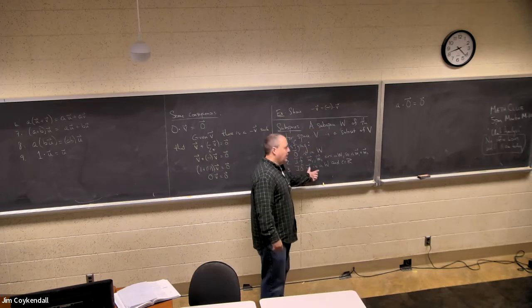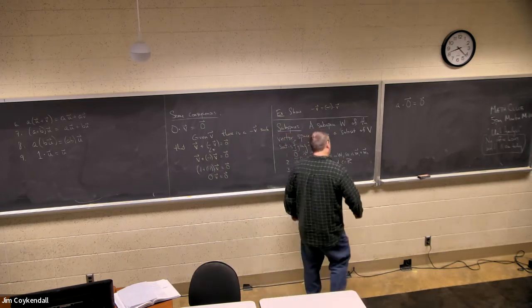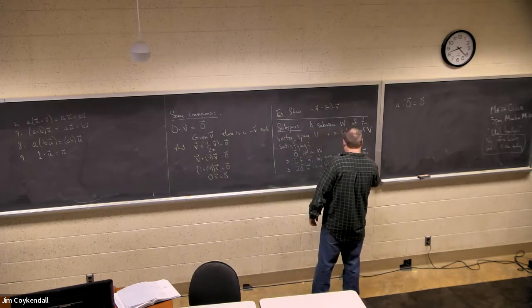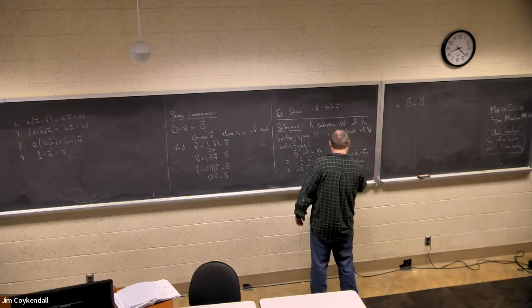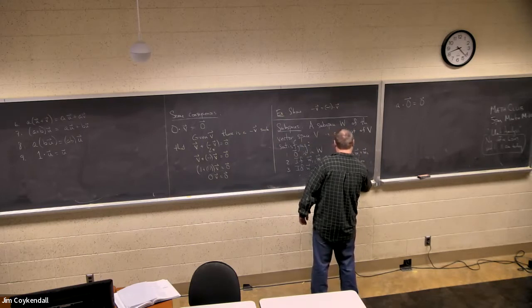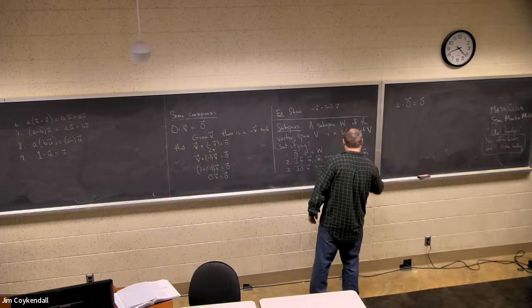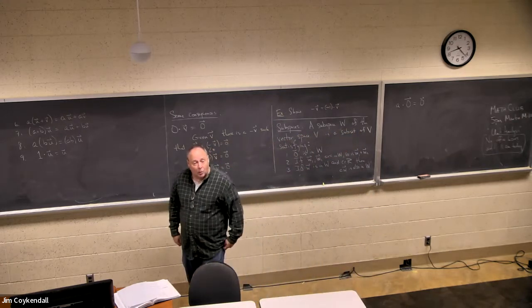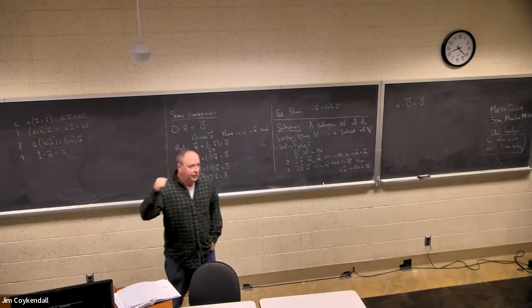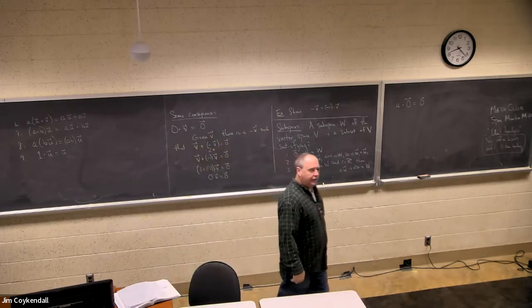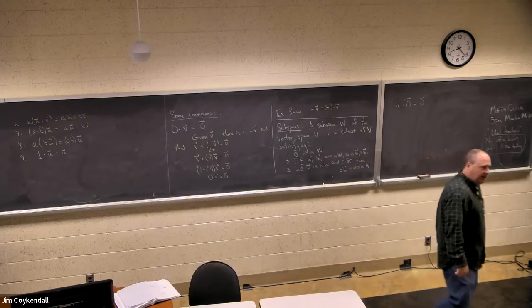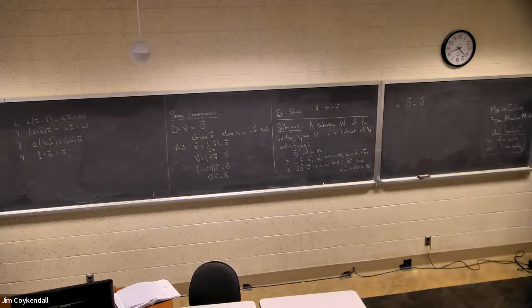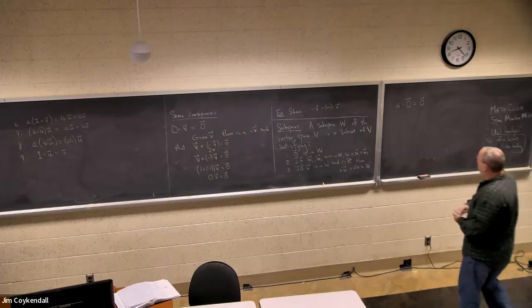Number 3, if W is in W and C is a real number, then CW is also in W. That's it. If you look back to what we had before, these are the exact same rules for a subspace of Rn, right? A subspace has to contain the zero vector. It's going to be closed under addition of vectors and multiplication by scalars.